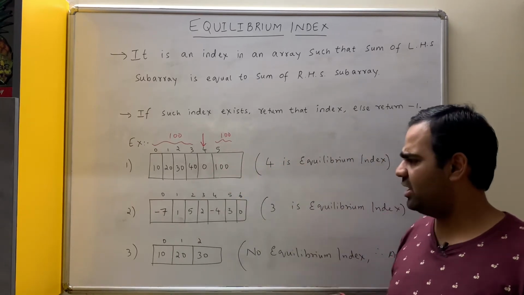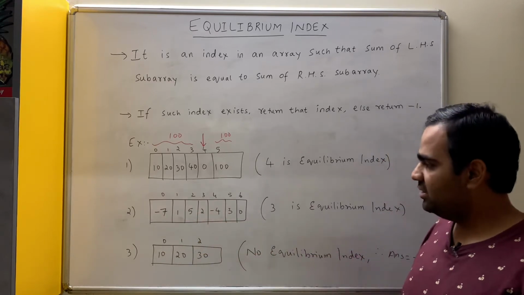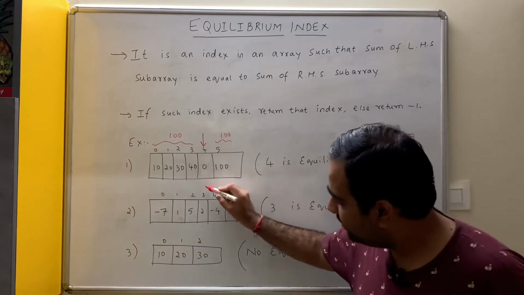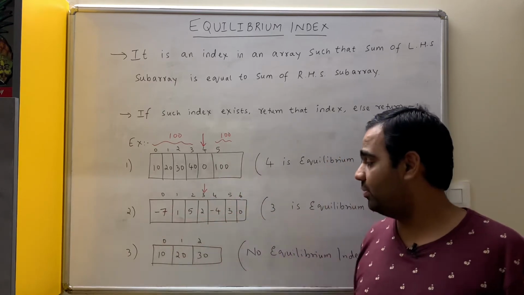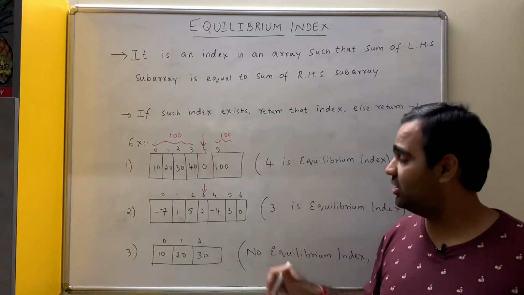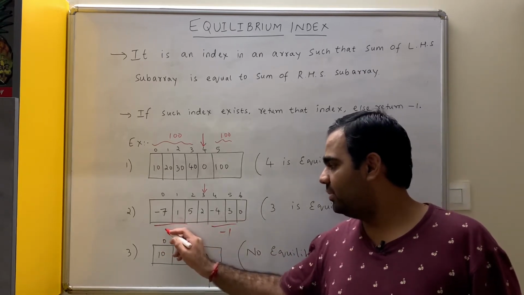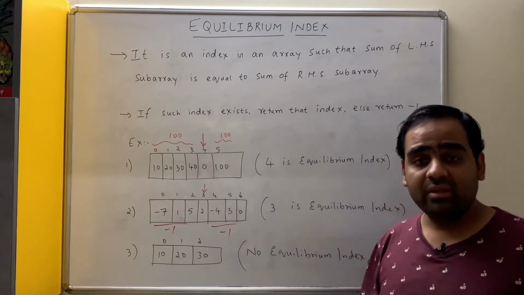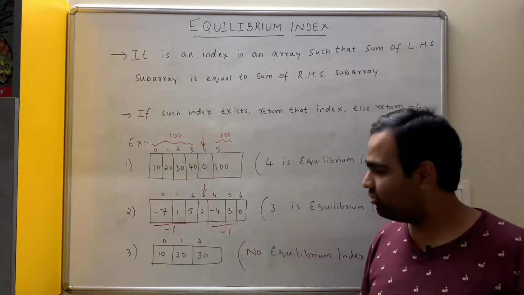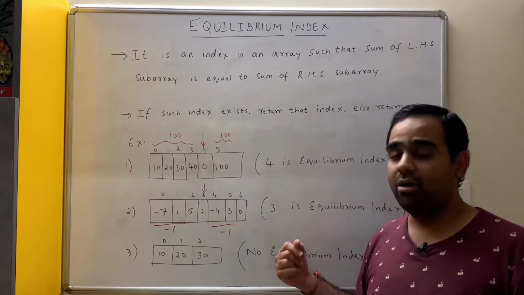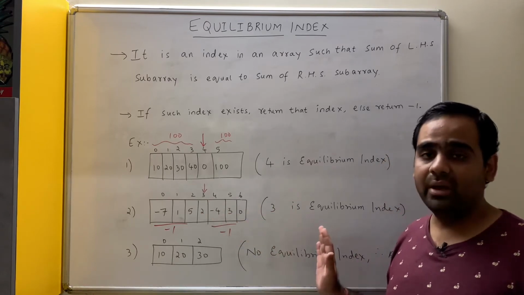Let's take the next example. -7, 1, 5, 2, -4, 3 and 0. In this case, 3 is the equilibrium index. Why? Because the sum of LHS is -1 and the sum of RHS is -1. See here, -4 plus 3 is -1, and -7 plus 1 plus 5 is -1. That means the weight on the LHS of index 3 is -1, and on the RHS of index 3 is also -1. Therefore, 3 is an equilibrium index.